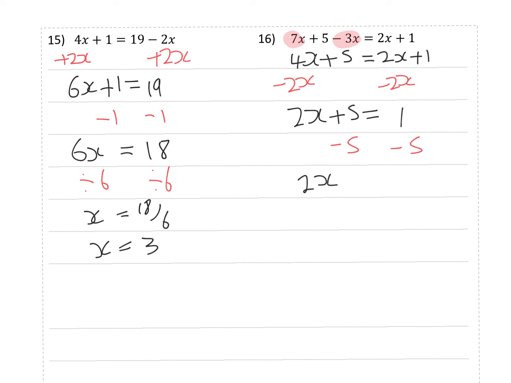That would give us 2x. The 5 has disappeared because 5 take away 5 is 0. And on the right hand side, we've got 1 take away 5, which is negative 4. So 2x equals negative 4. How would I work out what 1x is? I need to divide by my number of x's, which is 2. And we get that x is negative 4 divided by 2. And 4, if you ignore the negative sign, 4 divided by 2 is 2. And a negative divided by positive is a negative.